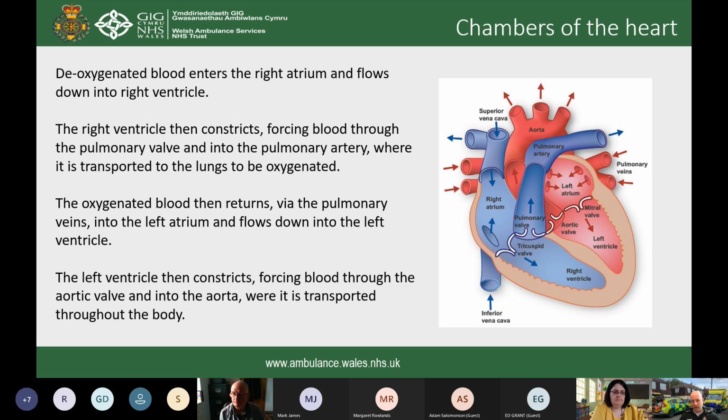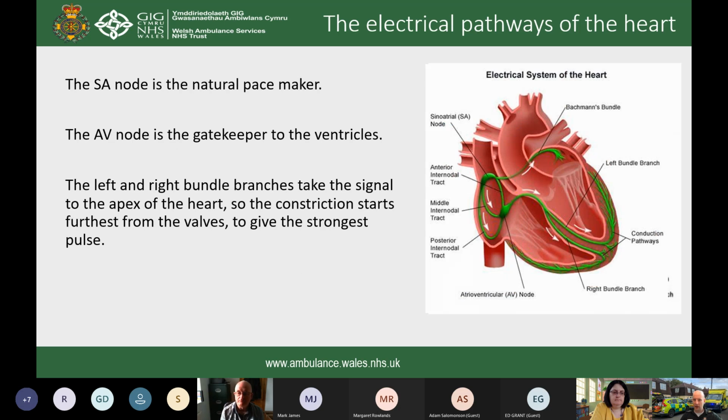But for that to happen, we need to have a good old electrical system to coordinate it, because if the heart's just pumping all over, then we're not going to get the top chambers pumping down to the bottom chambers pumping either up to the lungs or around the body. So we need an electrical pathway through the heart. So what's going on here?